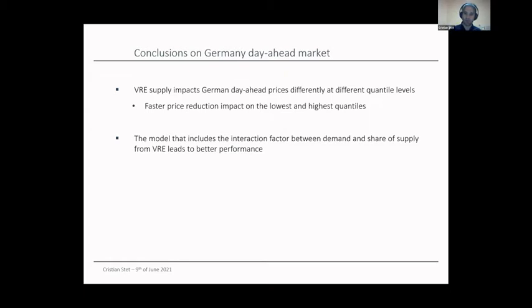In some moments they're decreasing it faster, and in other moments less fast, depending on how flexible or inflexible the market is at a specific moment in time. We also saw that for the German market, at least, including a factor of interaction between demand and share of supply from renewables can increase the performance of this type of model.